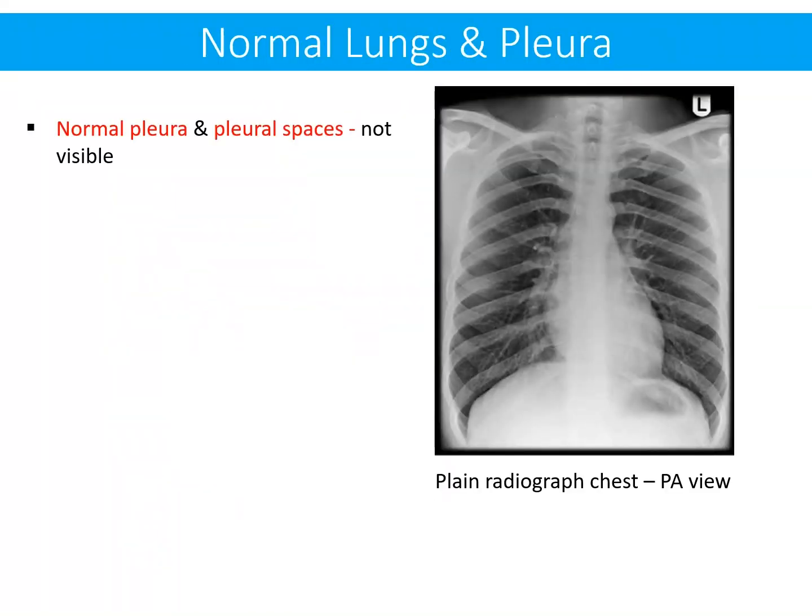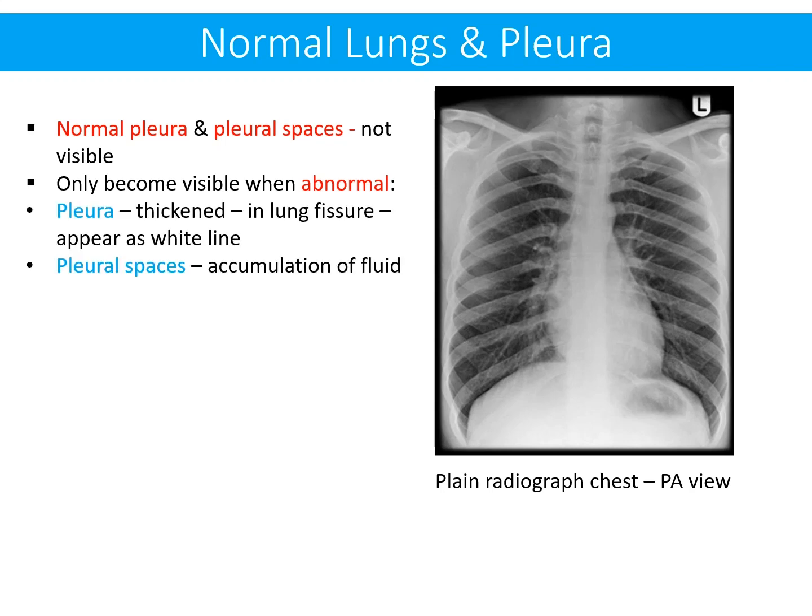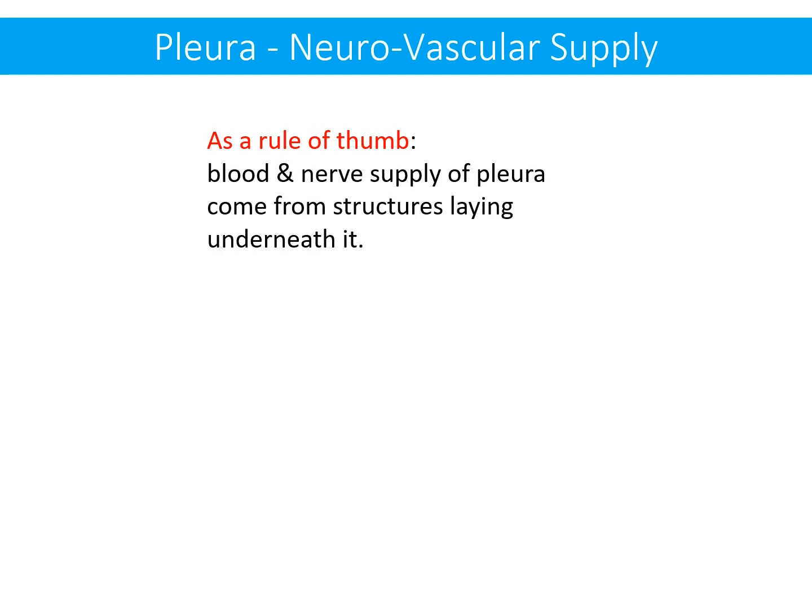Normal pleura and pleural spaces are not visible on plain radiograph of chest. They only become visible when abnormal. Thickened pleura in lung fissure appear as white lines, whereas pleural spaces become visible when there is accumulation of fluid. Normal lung markings should reach the thoracic wall. As a rule of thumb, blood and nerve supply of pleura come from structures lying underneath it.